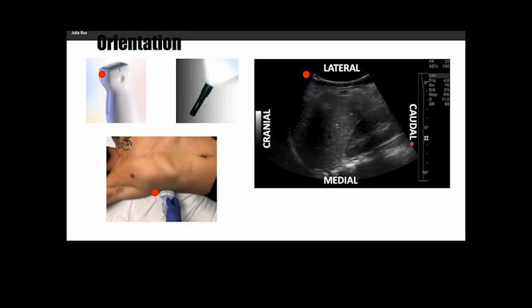So just think about this. Your indicator is pointing towards the head. So head matches on this side of the screen. Feet are this way, and whatever your probe is touching is always on the top, and your flashlight is shining away, so it's shining towards the medial side of the patient, okay?